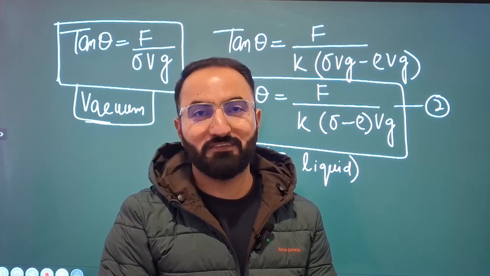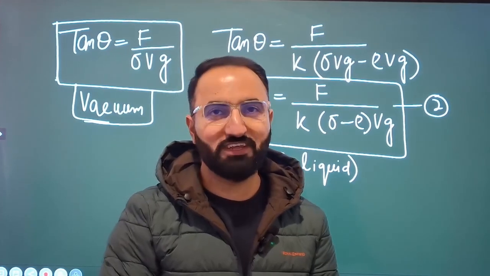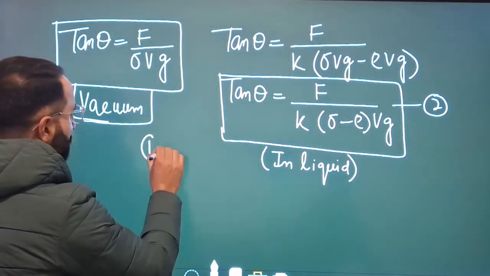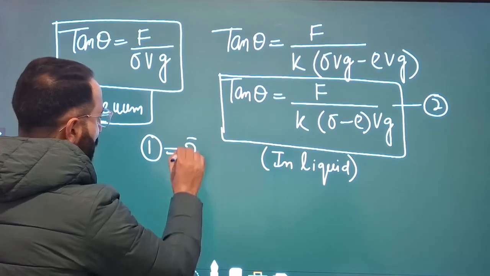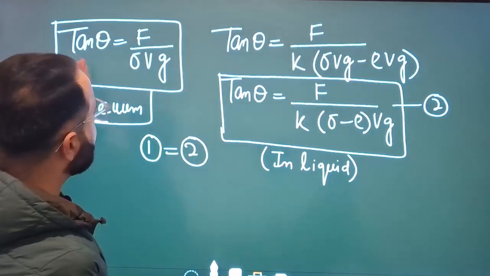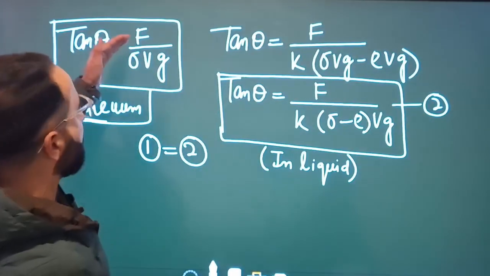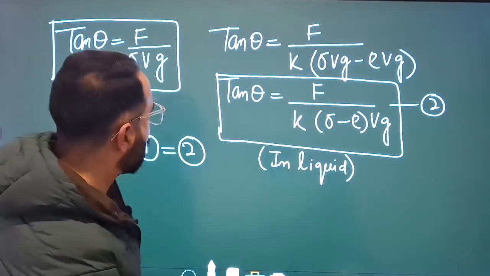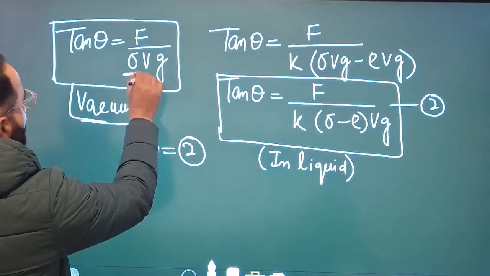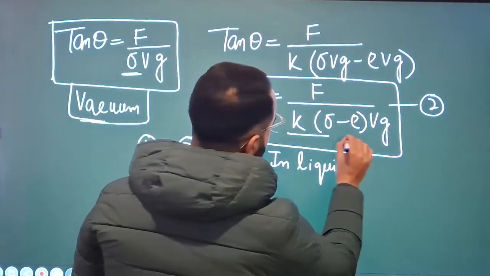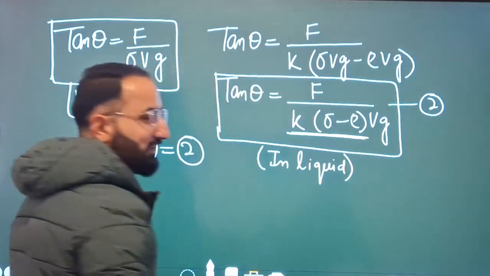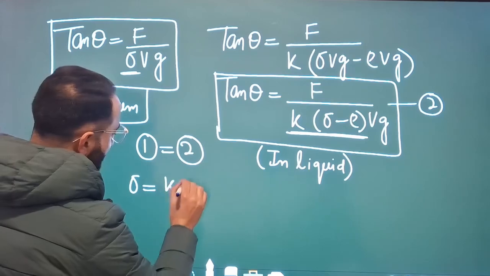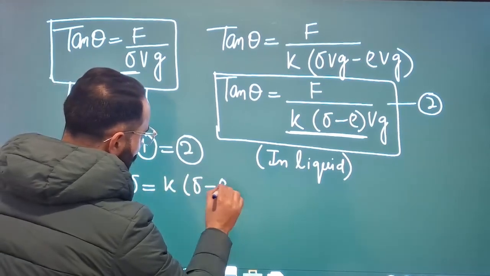Next, I'll compare the two equations, obviously. See that the LHS of the two equations is the same. That is, the first equation is exactly equal to the second equation. See that here it is tan theta, here it is tan theta; here it is F, here it is F; here it is V into g, here it is V into g. So what is the difference? The difference is this: here we have sigma, and here we have K multiplied by sigma minus rho. So obviously sigma will be equal to K into sigma minus rho.